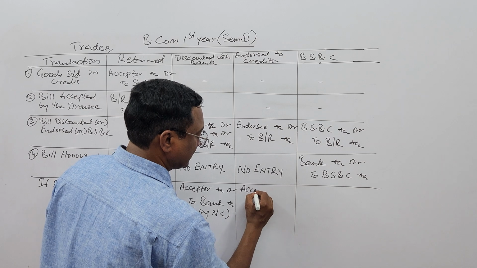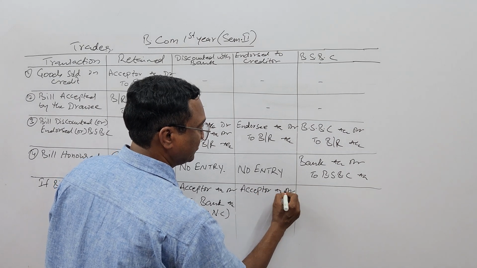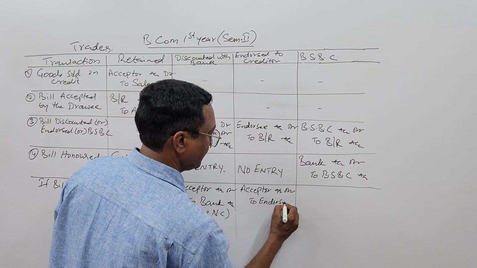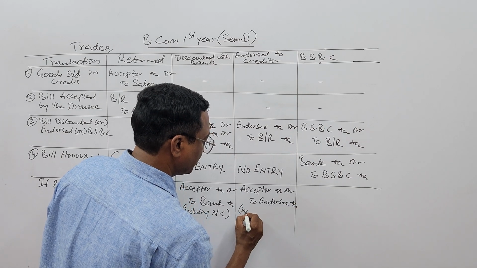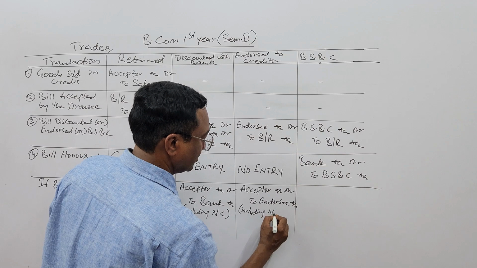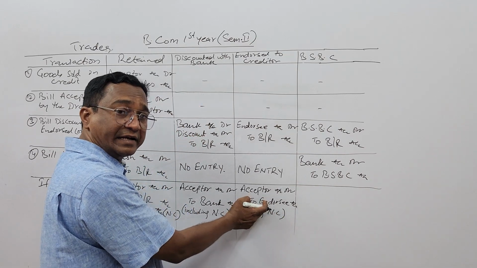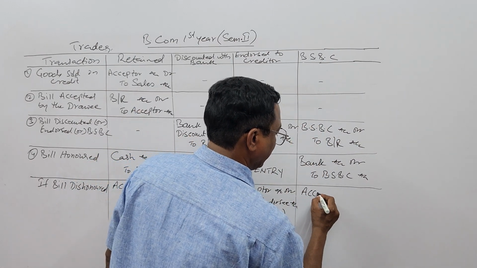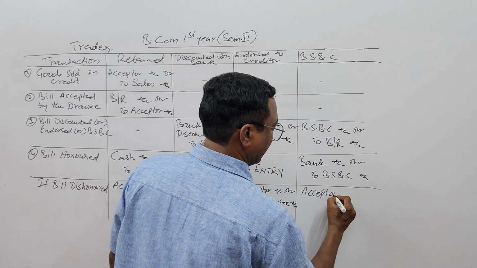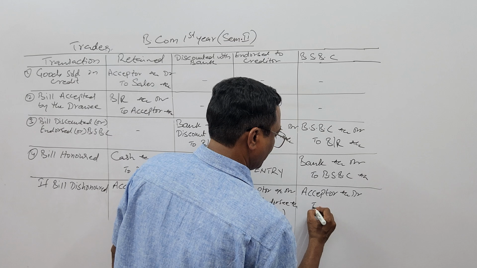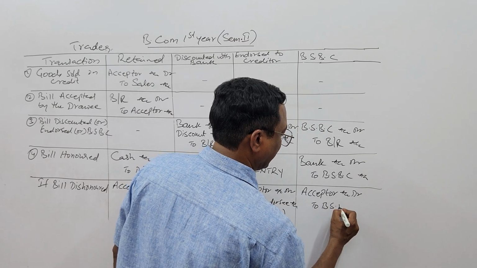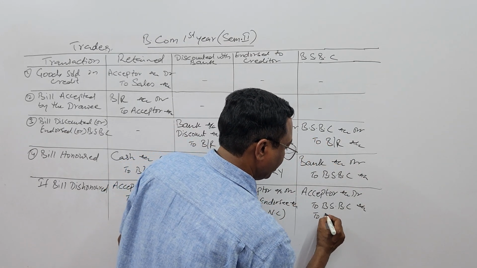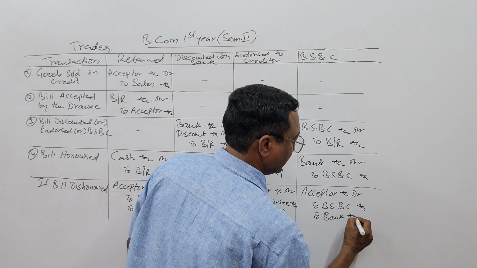when it is endorsed with the creditor and dishonored, the same acceptor again becomes a debtor for us, to endorsee account, including noting charges. Noting charges will be added directly to this amount. In case the bill is sent to bank for collection and then it is dishonored, acceptor account debit to bill sent to bank for collection account, because we need to cancel that bill which was given to the bank for collection. Separately we will write noting charges.